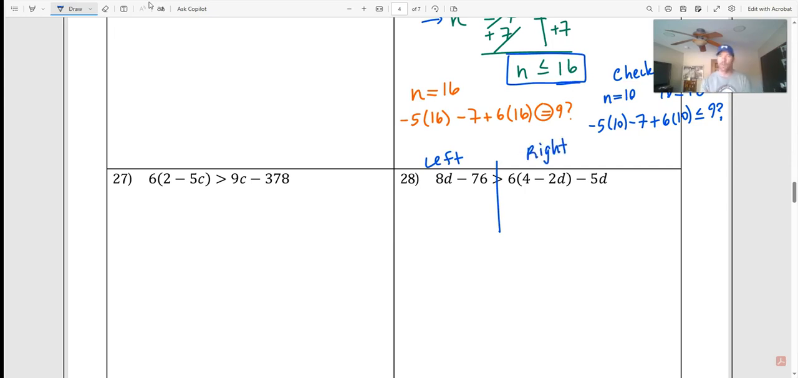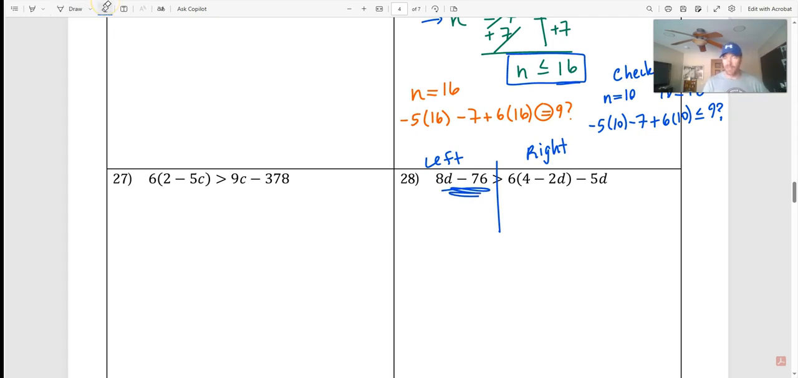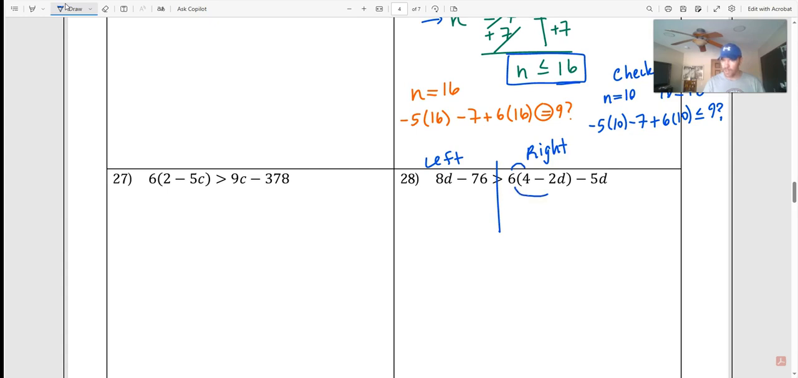Number 28, left side and right side. The left side over here does not simplify. 8d minus 76 by itself, it's 8 donuts and we owe $76. But the right side, we can distribute the 6, what I call the wink and smile. So the left side is just going to hang out and wait.